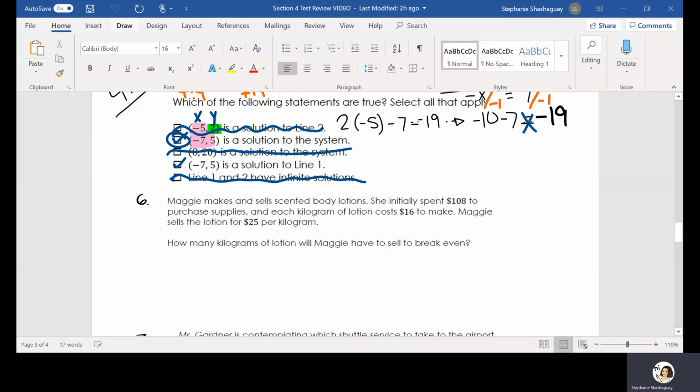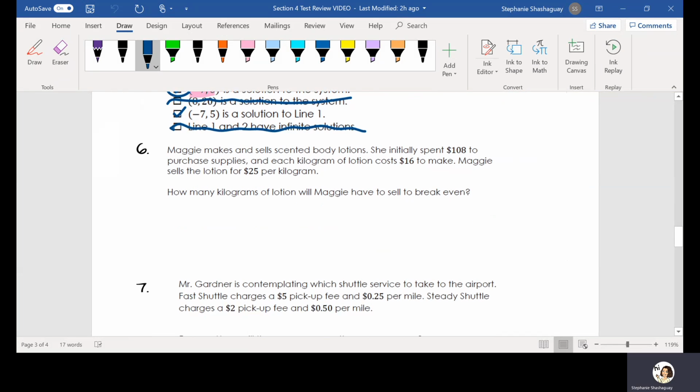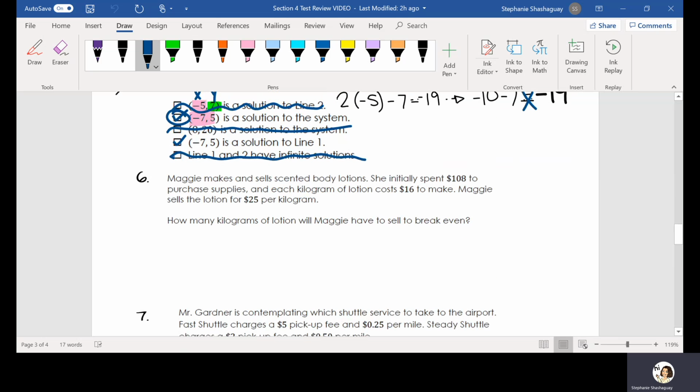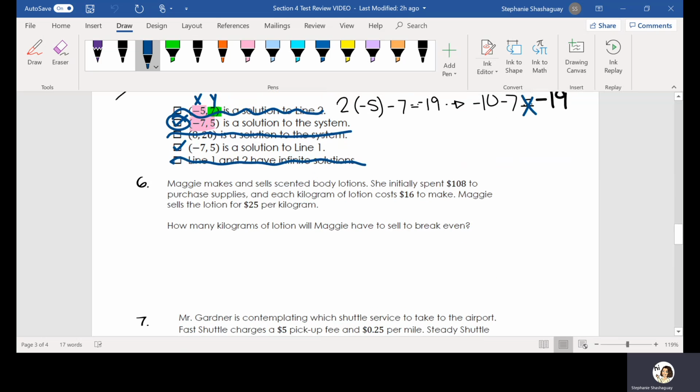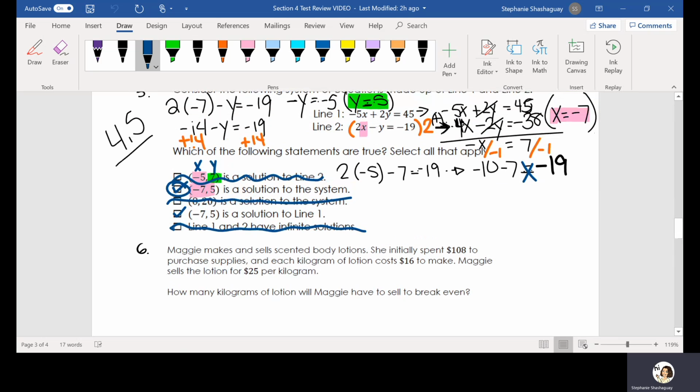All right, guys, we are going to finish off with the review, questions 6, 7, 8, 9, and 10. And I know question 5 got cut off a little bit, so I just wanted to make sure you all understood why this answer choice is a solution.